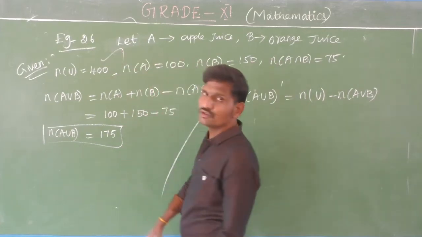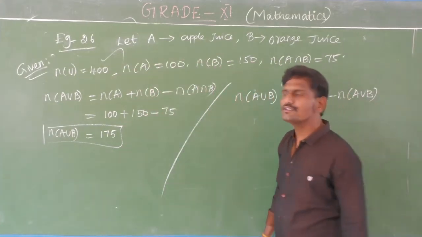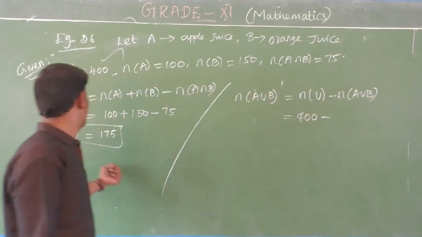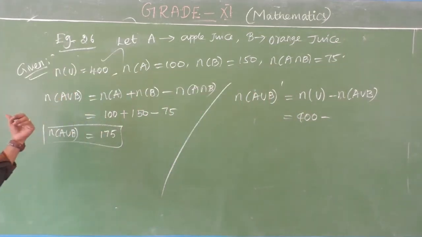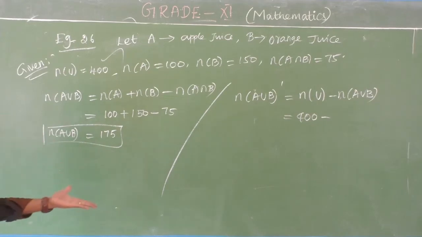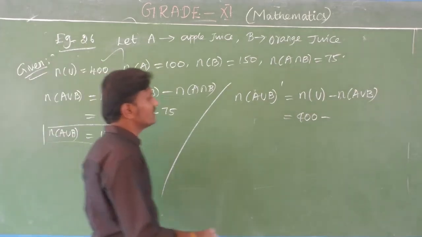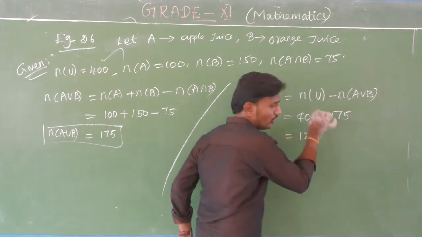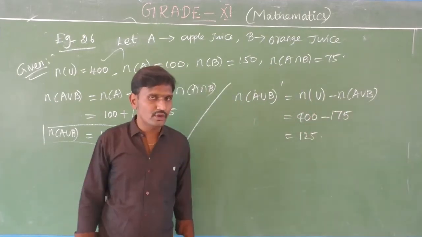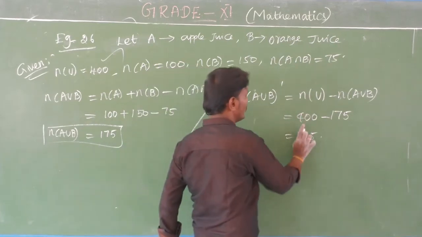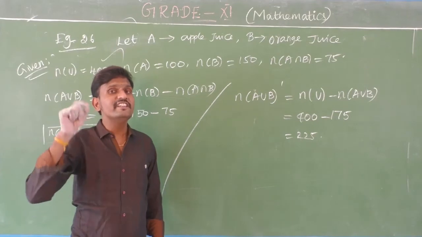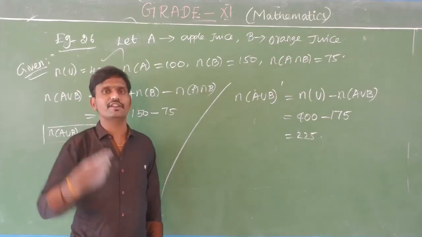Total how many students in the school? 400 students. So 400 minus how many students are taking apple juice or orange juice? That is 175. So subtract this. We get 225. So 225 students take neither apple juice nor orange juice.